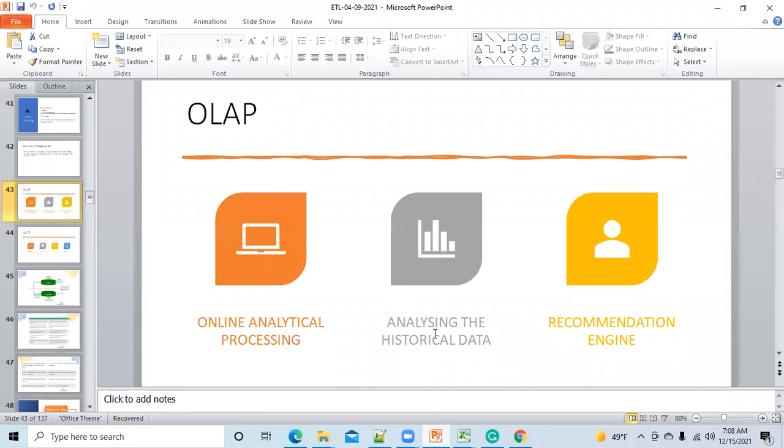Analyzing the historical data. Recommendation engine, like your YouTube, your e-commerce sites. So this all works on the recommendation engine. What is this recommendation engine? Suppose you have purchased a mobile from Flipkart, Amazon, any platform.